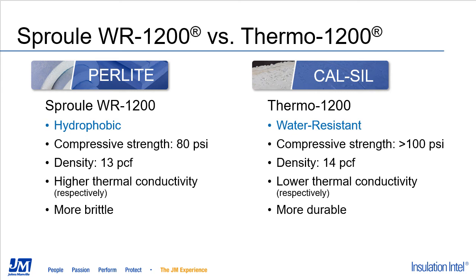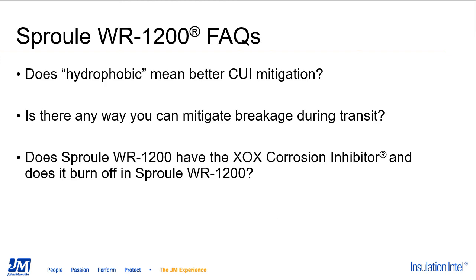And the perlite product does have a tendency to be more brittle than the calcium silicate. The calcium silicate would be more durable. So even though the perlite has a good compressive strength rating, it is a little bit more brittle in terms of potential damage during shipping, or just during handling and installation if it is bumped against a hard surface.